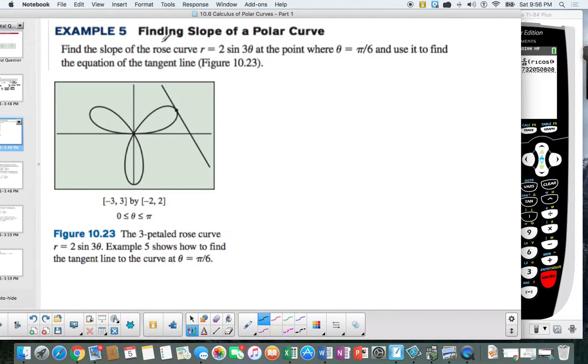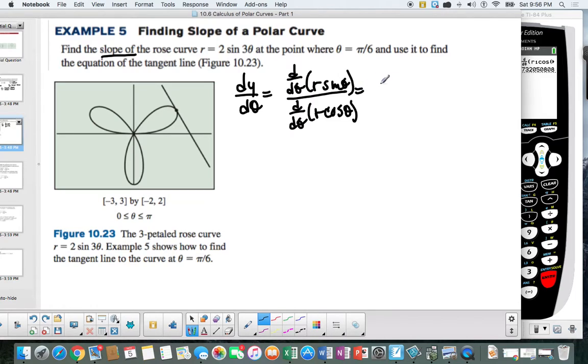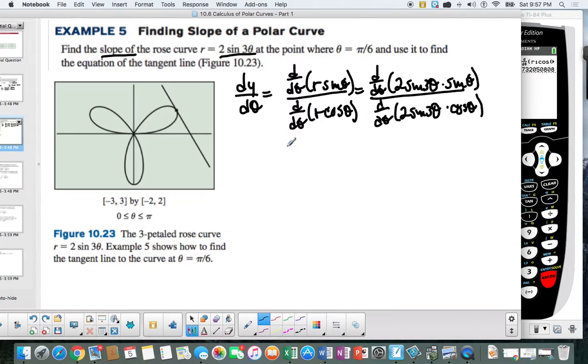We want to find the slope, which is just what we were talking about. We want to find dy d theta, and that's going to be finding the derivative in terms of theta of r sine of theta, all over d d theta of r cosine of theta. r is a function of theta, so this is d d theta of 2 sine of 3 theta times the sine of theta, all over d d theta of 2 sine of 3 theta times the cosine theta. Now we can actually do this analytically, which I'll show in the next slide, or we can use our calculator.